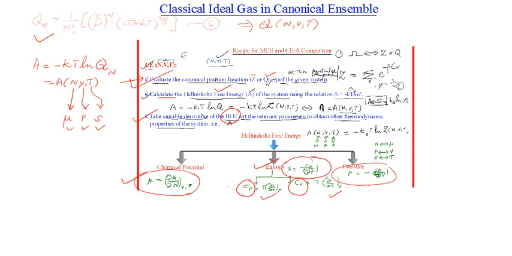Okay, the first and foremost step is to calculate or to obtain the canonical partition function for the n particle system, as a function of N, V, T. Second, you obtain the Helmholtz free energy of the system, which is considered to be the proper thermodynamic potential for a system in canonical ensemble. And from the Helmholtz free energy, by taking proper derivatives, you obtain all other thermodynamical properties.